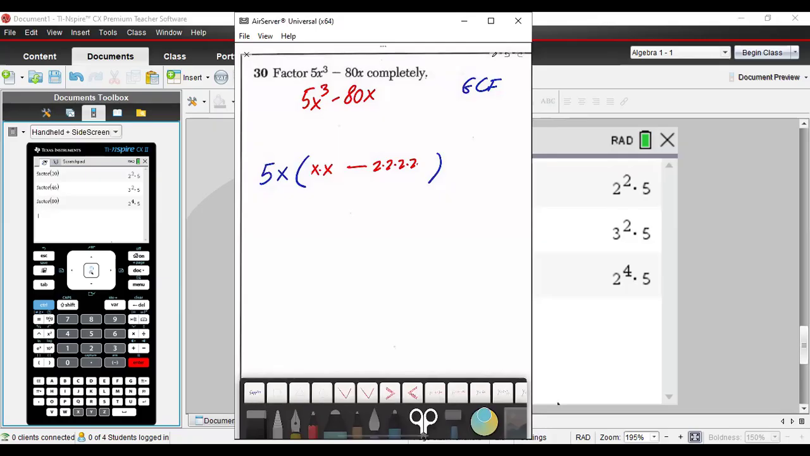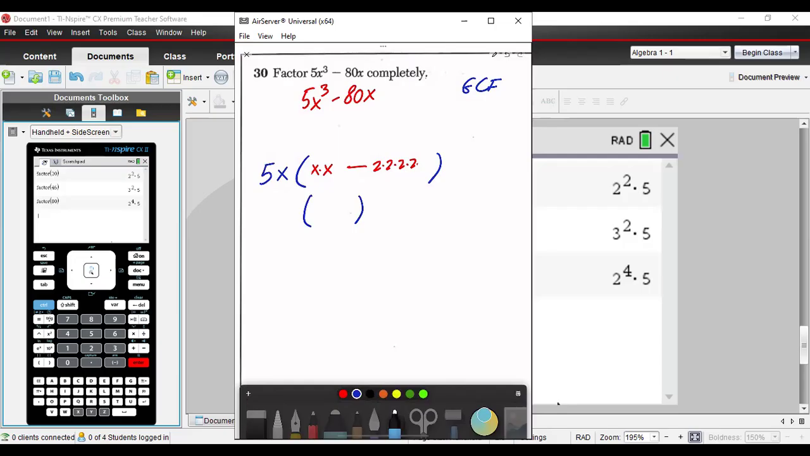Now, again, what's inside the parentheses is the difference of perfect squares. There's 2 x's, that's an even number. There's 4 2's, that's an even number. So that means that these are perfect squares. So now all I have to do is rewrite it like this. 1 x goes here, 1 x goes here. This is an x minus plus. Okay, 1 2 goes here, 1 2 goes here.